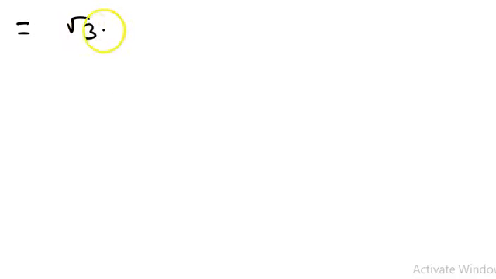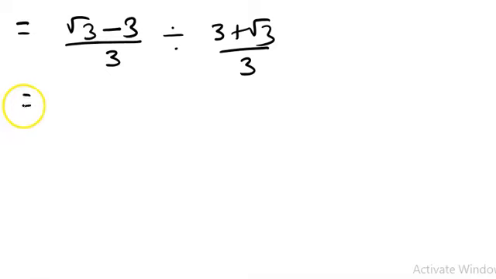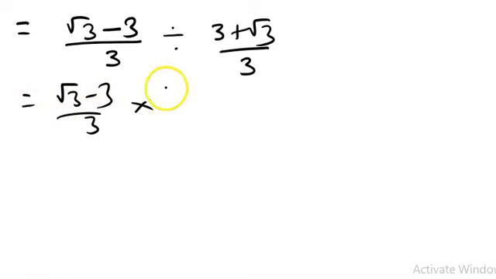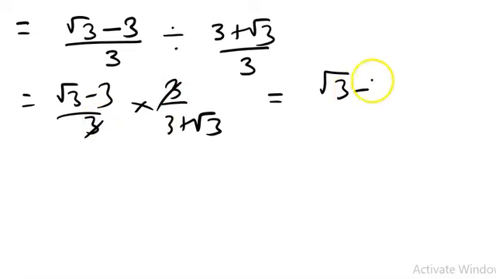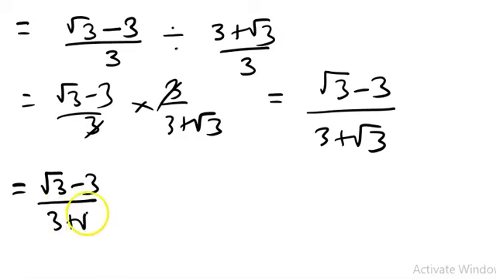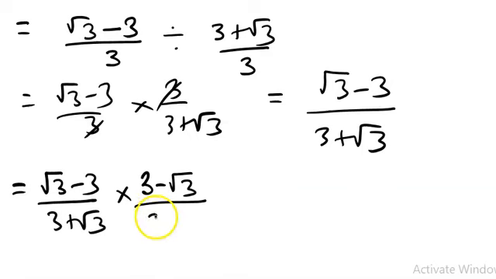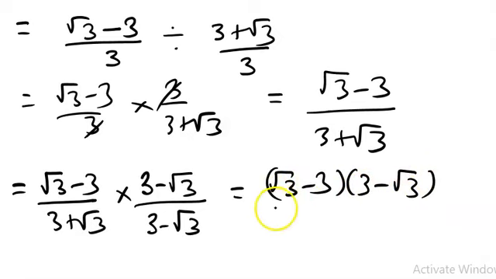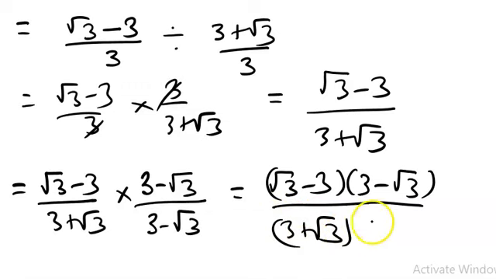So when we simplify the numerator, let's see. You have (3 minus root 3) over 3 divided by (3 plus root 3) over 3. So we have (3 minus root 3) over 3 times 3 over (3 plus root 3), so that this 3 will cancel with the 3. We then rationalize. When we rationalize, we are going to get (root 3 minus 3) over (3 plus root 3) times the conjugate of this one, (3 minus root 3) over (3 minus root 3). And this is (root 3 minus 3) times (3 minus root 3) over (3 plus root 3) times (3 minus root 3). Good.